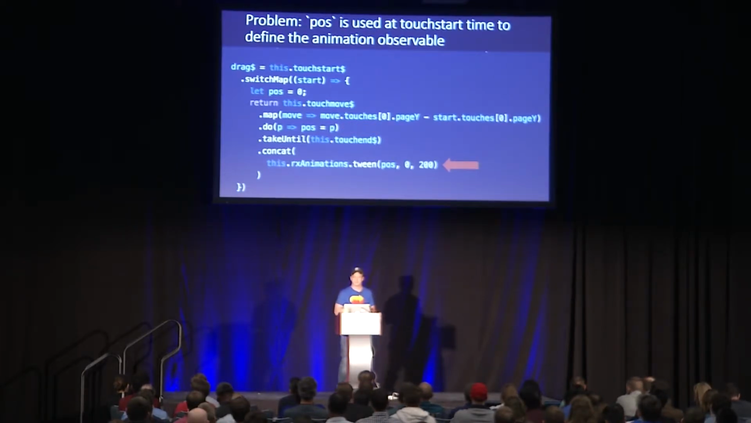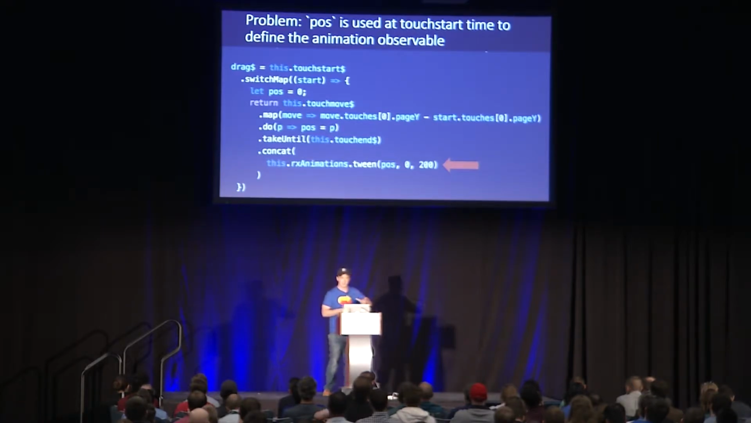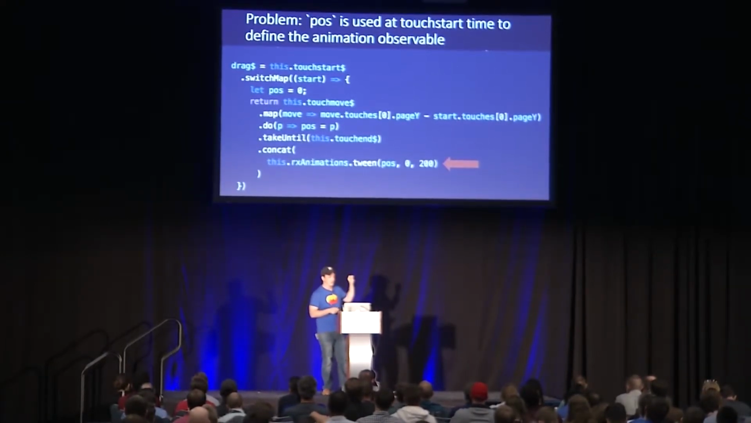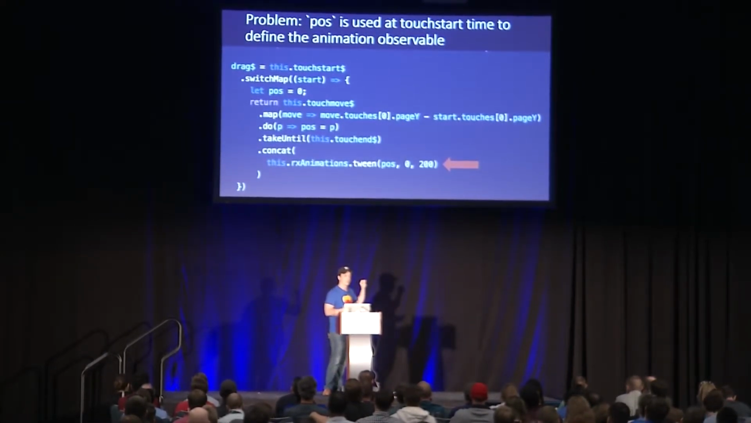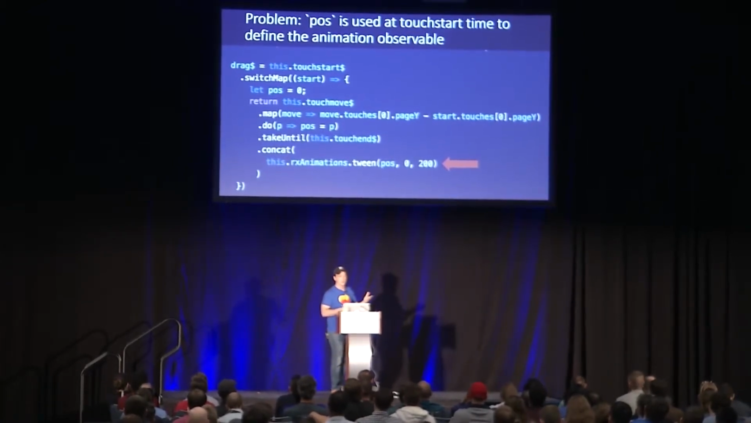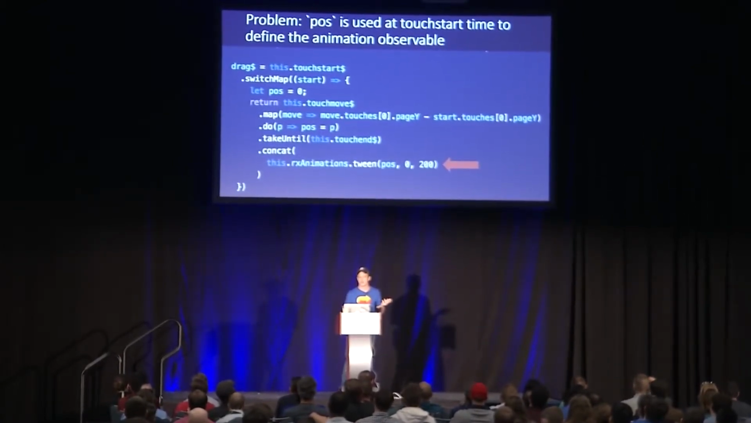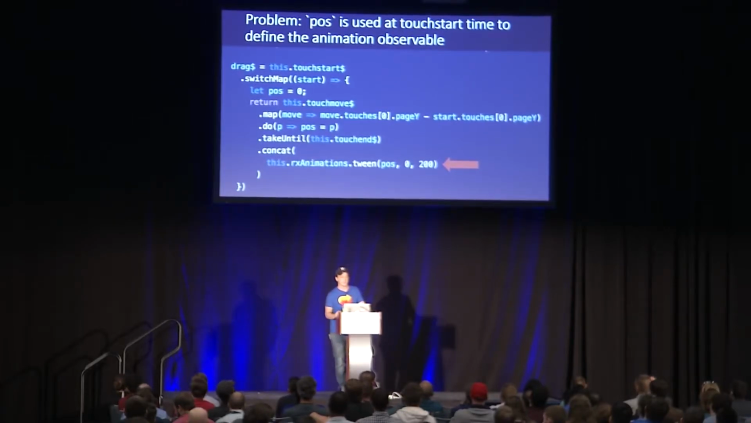And then down here, we've got a little problem, and the little problem is that tween function is being evaluated at the same time that entire switch map is being evaluated, which means it's being evaluated when the position, that POS variable, is still 0. So the tweening will always go from 0 to 0. It's not going to do anything yet. So we need to change this a little bit.